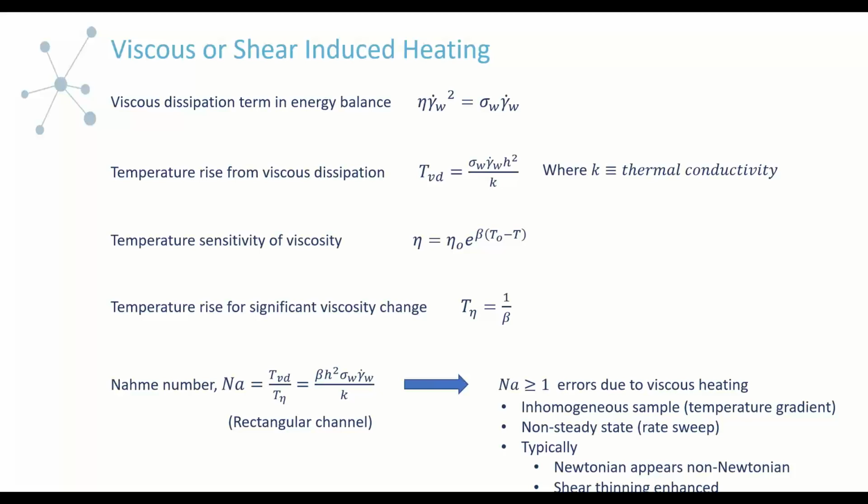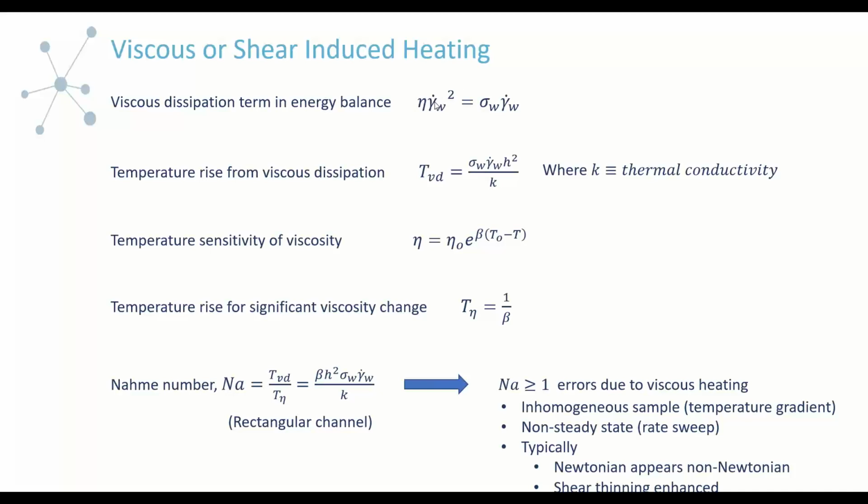And the term in the energy balance that deals with viscous dissipation looks like this. It's viscosity times the square of the shear rate at the wall, or the stress at the wall times the shear rate at the wall. So this is our first guiding point as to when we might see shear-induced heating. It's going to be for high viscosity samples that you can shear at a high rate.